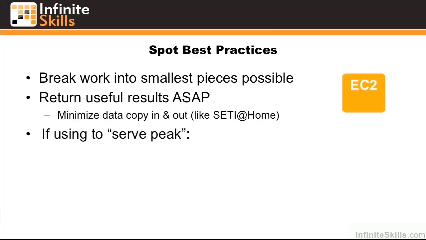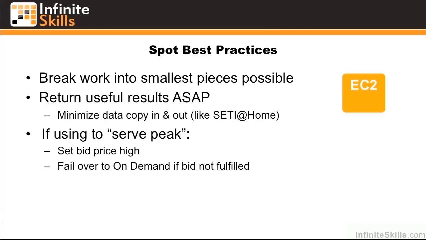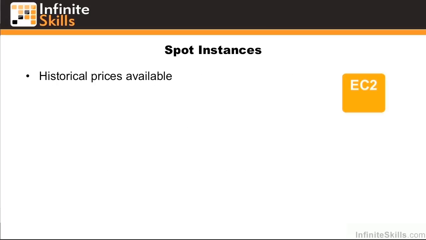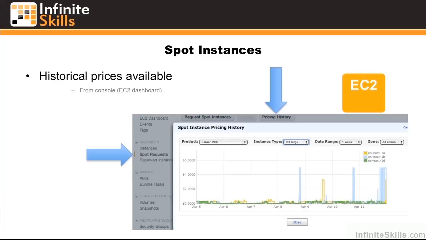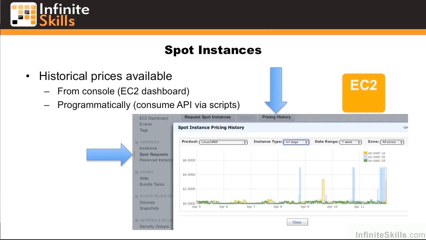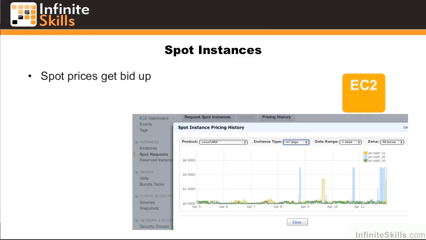If you're going to use Spot to serve peak, make sure that you set your bid price very high. Make sure that you have a failover to on-demand enabled if your bid is not fulfilled. To help you determine an accurate bid price, you can review the historical prices in the Web GUI, clicking first Spot Instances on the left rail and then Pricing History at the top. You can also consume this programmatically.